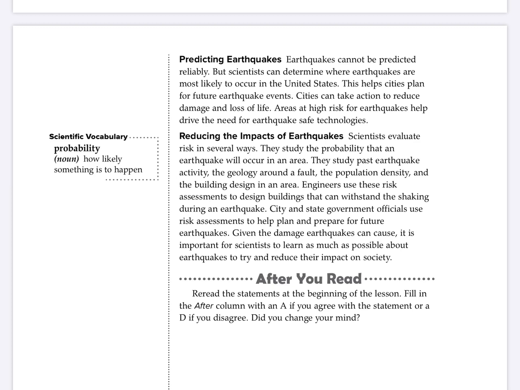Scientists evaluate risk in several ways. They study the probability that an earthquake will occur in an area. They study the past earthquake activity, the geology around a fault, the population density, and the building design in the area. Engineers use this risk assessment to design buildings that can withstand the shaking during an earthquake. City and state government officials use risk assessments to help plan and prepare for future earthquakes. Given the damage earthquakes can cause, it is important for scientists to learn as much as possible about earthquakes to try and reduce their impact on society.